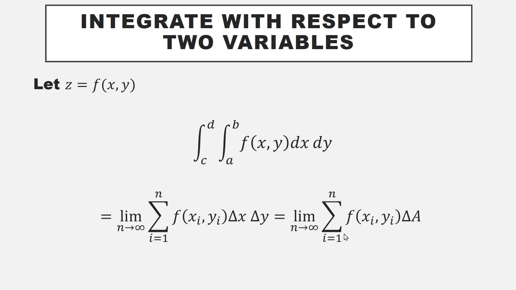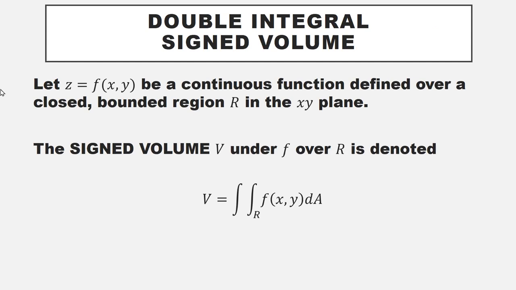One way to think of it is you're summing up the height of my function times a little bit of area. Again, if I take x times y, that gives me an area. So it's a Riemann sum dealing in volume instead of dealing in area. So here's the connection. A double integral gives us signed value.